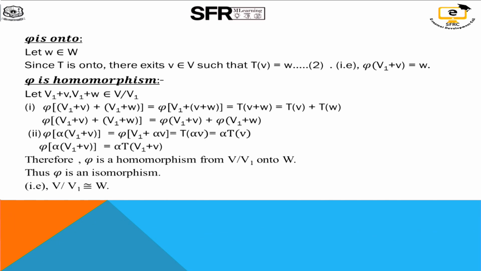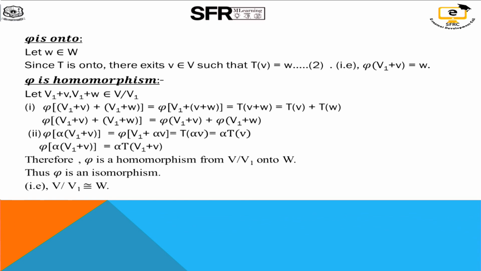Next one, homomorphism. We prove addition and scalar multiplication. Take two elements from the domain V by V1: one element is V1 plus V, another element is V1 plus W. Apply the addition condition: add the two elements, V1 plus V plus V1 plus W. Apply the mapping pi, which gives pi of V1 plus V plus W. By definition, that is T of V plus W, and as T is a homomorphism, it can be split up into T of V plus T of W. That means pi of V1 plus V plus pi of V1 plus W.